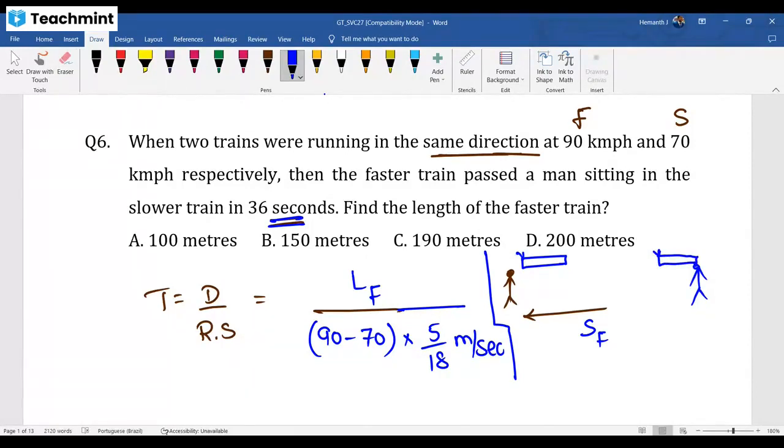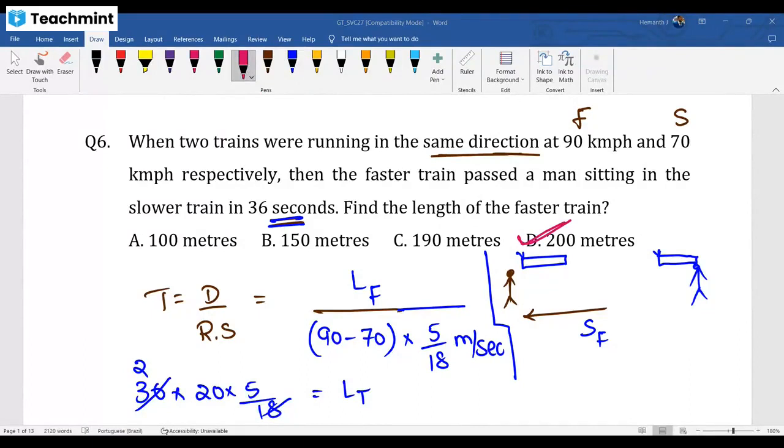So for the front of the train crossing and the back of the train leaving, it is taking 36 seconds. This 20 into 5 by 18 also you can send to this side, equal to the length of the train. So 18, 2 times, 40 into 5, 200. 200 meters is the length of the train.